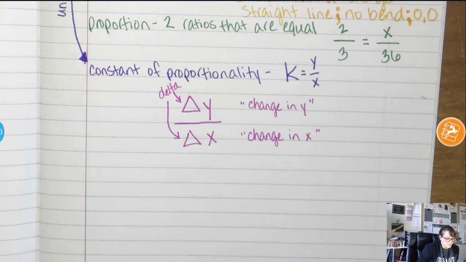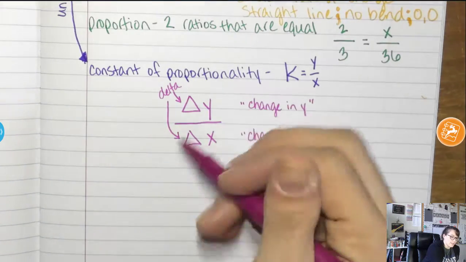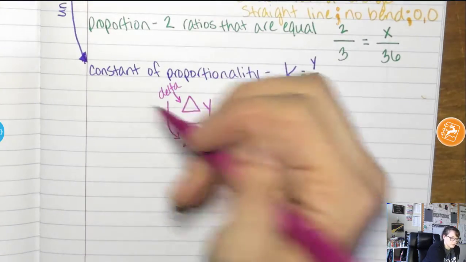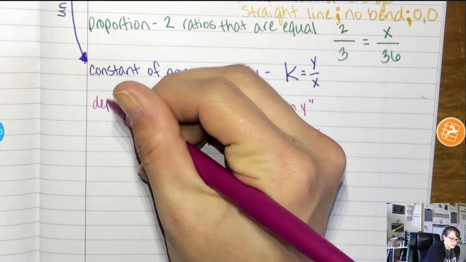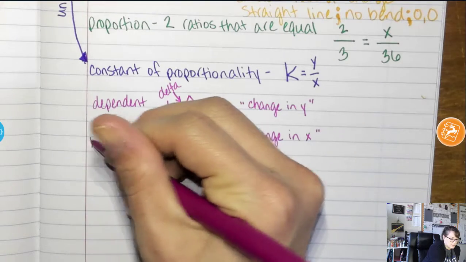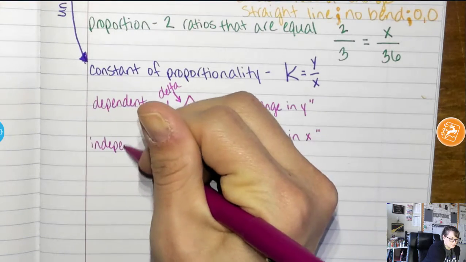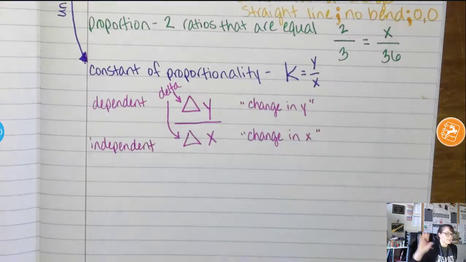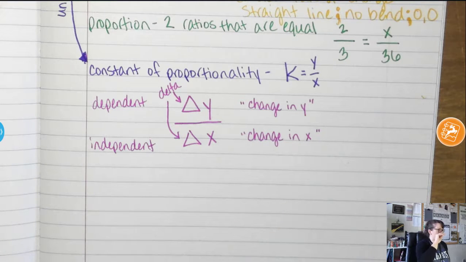And which one of them is independent? X or y? X. So we have dependent over independent. We haven't done any math yet. I just want to say that. This has all just been verbiage.